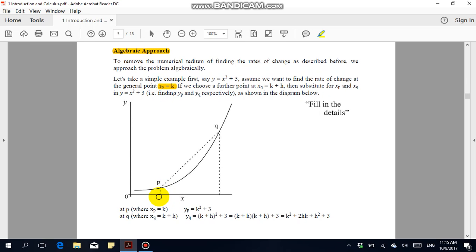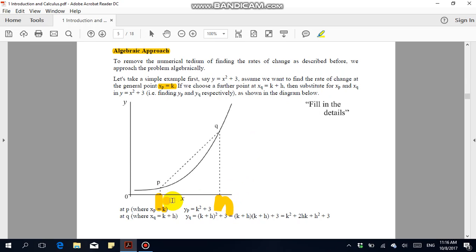So at p it is equal to k at this point. So this point right here is k, whereas this point right here is h. So at x_p, at point p, x is equal to k, and then if we choose a further point, x_q is equal to k plus h.